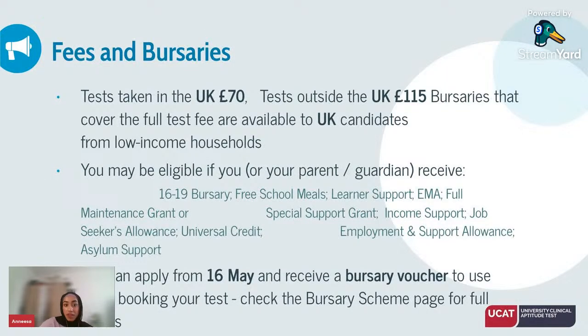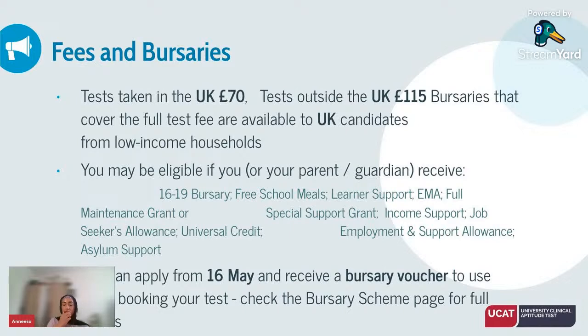With fees and bursaries, the test is £70, and if you're taking the UCAT outside of the UK, then it's £115. If you're on any of the following, so 16 to 19 bursary, free school meals, or any of the other grants listed on the screen, then you can be eligible for a bursary, which will pay for your UCAT in full, and you can apply from the 16th of May.